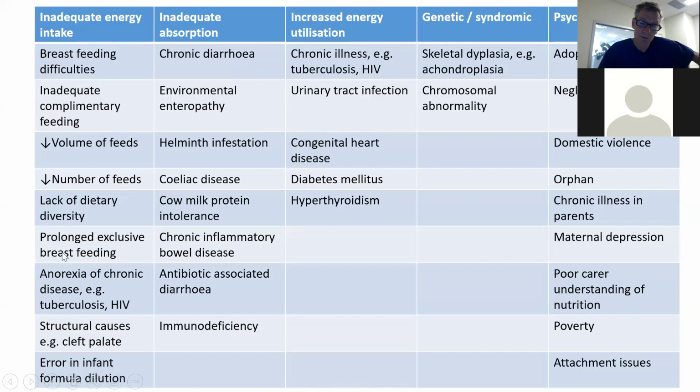And then sometimes children will have inadequate energy intake just because of anorexia. They're just not hungry. And if they've got a chronic illness, for example, tuberculosis or HIV and they're on antiretroviral drugs that make them feel nauseous or give them abdominal pain because they've got some abdominal TB, then the anorexia of chronic disease is a potent cause of inadequate energy intake. And then sometimes babies will have structural reasons like a cleft palate where they just can't suck no matter how good the mother's milk supply is, for example.